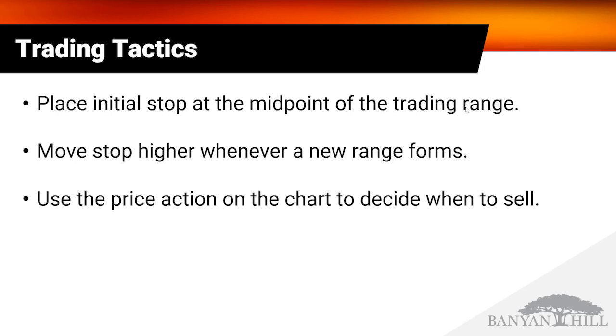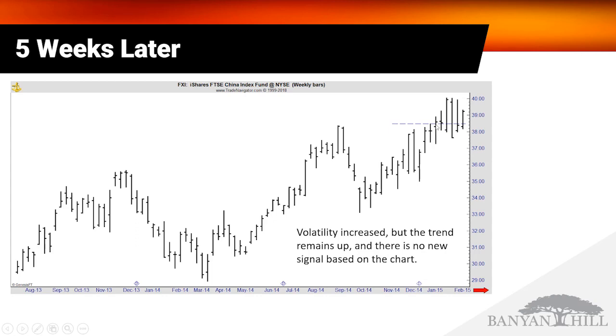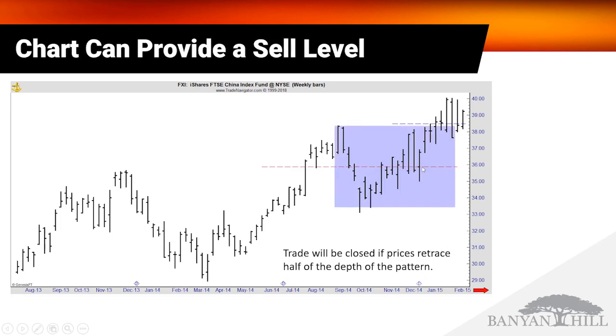So once we're in the trade, we bought at the new high. Now we have to decide when we would sell. We're going to place the initial stop at the midpoint of the trading range, and we'll move that stop higher whenever a new trading range forms. In other words, the price action on the chart will dictate when we get out. Volatility increased over the next 5 weeks, but we haven't really made much movement. So we haven't come down halfway into the pattern.